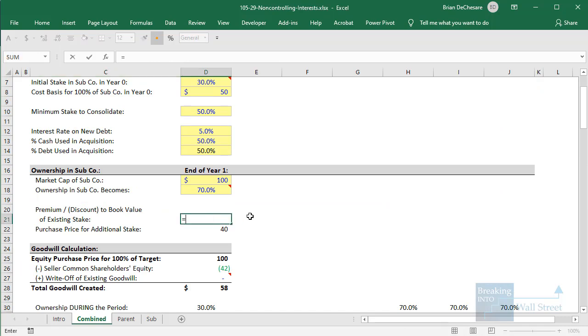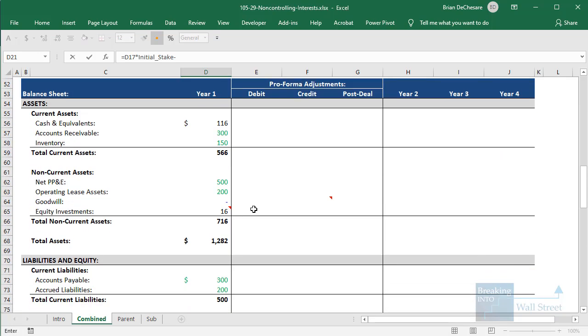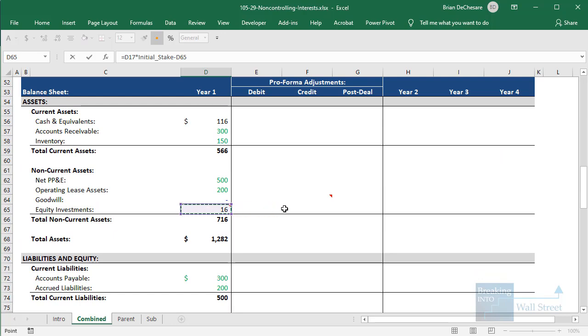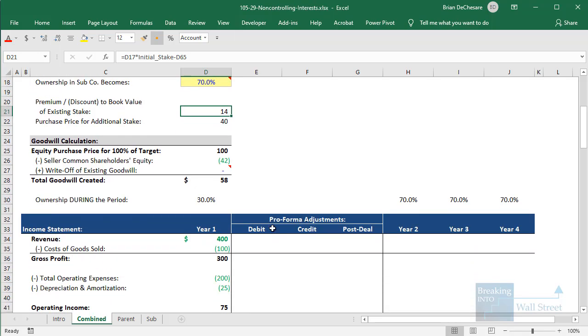To do that, we're going to take the market cap of Subco, multiply by the initial stake percentage, the 30%, and then subtract the book value of this equity investment, the 16 that's on the balance sheet as of the end of year one. So we have that, and I'll just fix the formatting a little bit here. So all that is set up, we have all our required assumptions.